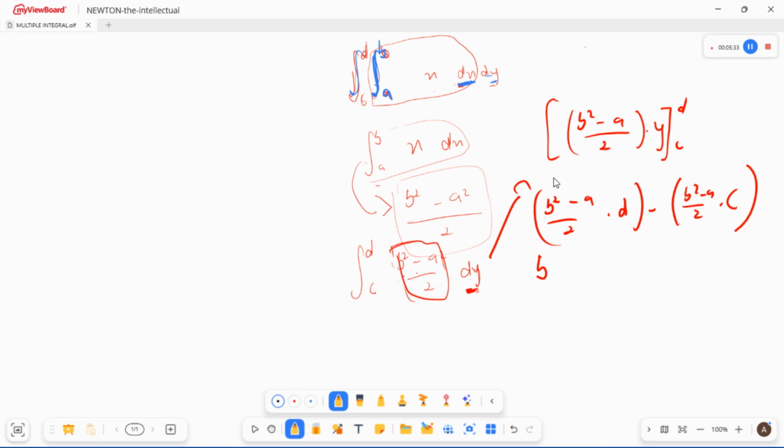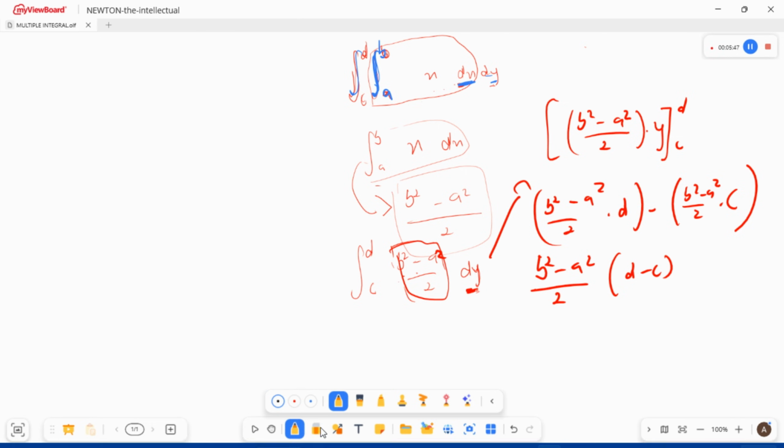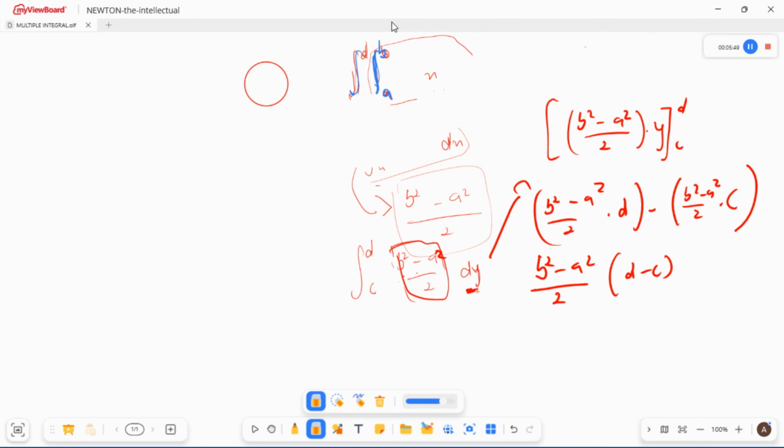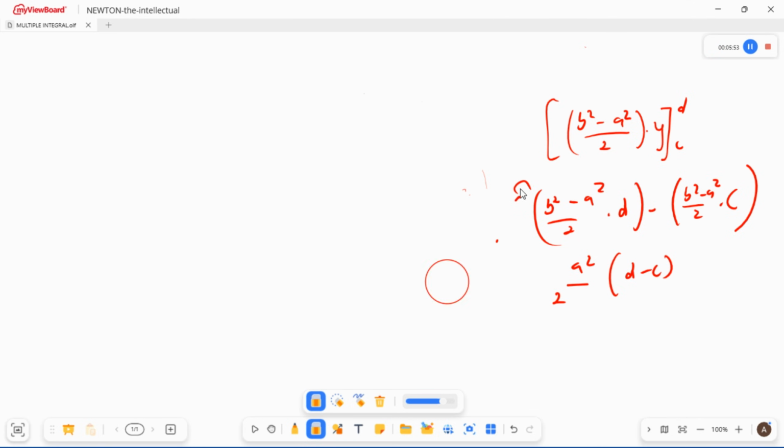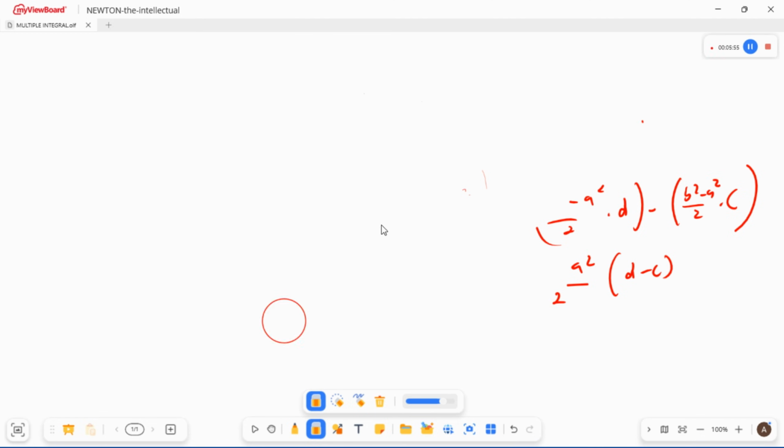Our final answer is going to look something like this: (b squared minus a squared) over 2, into brackets d minus c. So this is our final answer. Very, very simple stuff. All you need to do is just don't make mistakes when you are taking dx and when you're taking dy.